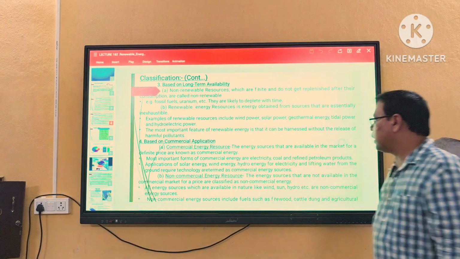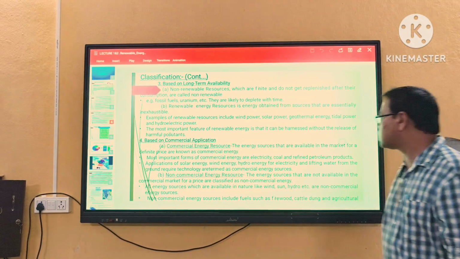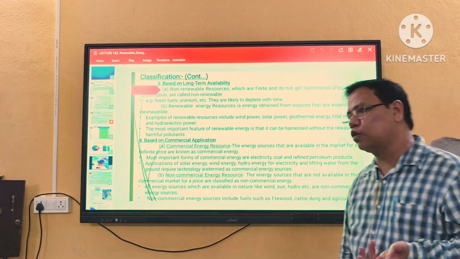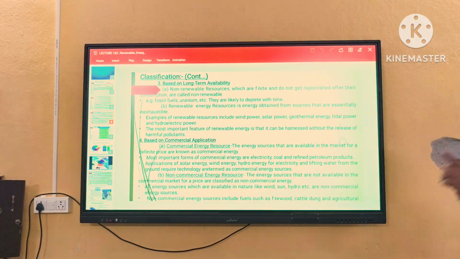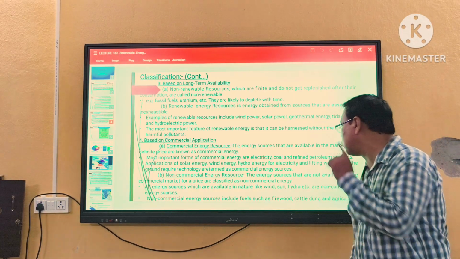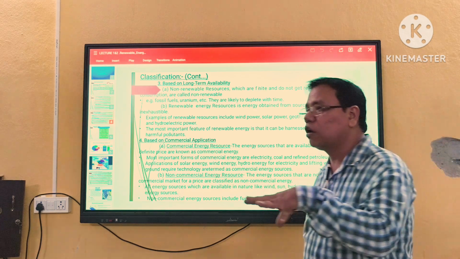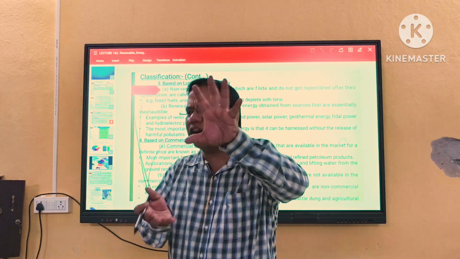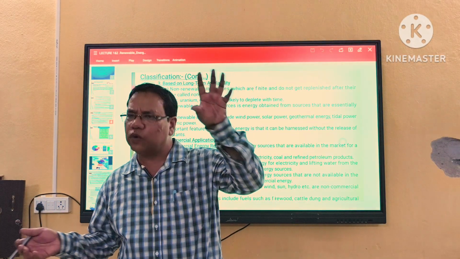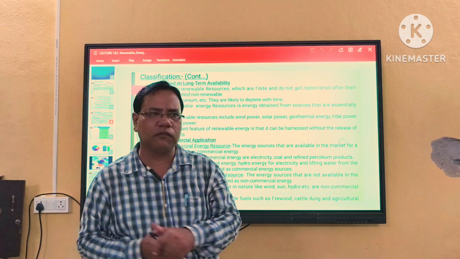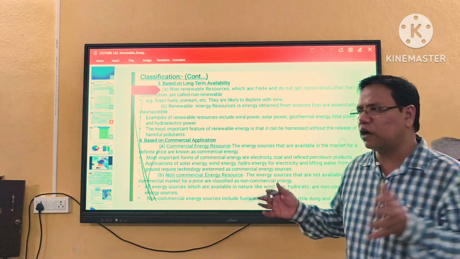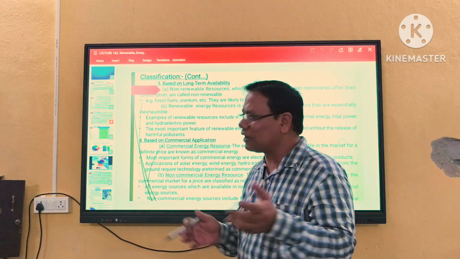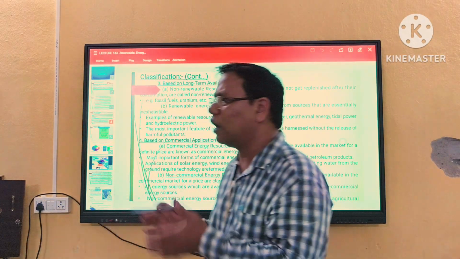But we also have some other resources, like coal and refined petroleum products. These are also commercial resources. Application of solar energy, wind energy and hydro energy for electricity also comes under commercial resources, because from solar we cannot directly convert to electricity. We have to go through some process. We have photovoltaic cells, we have to convert it using controllers, and after that we get the electricity. That's why it comes under commercial resources.